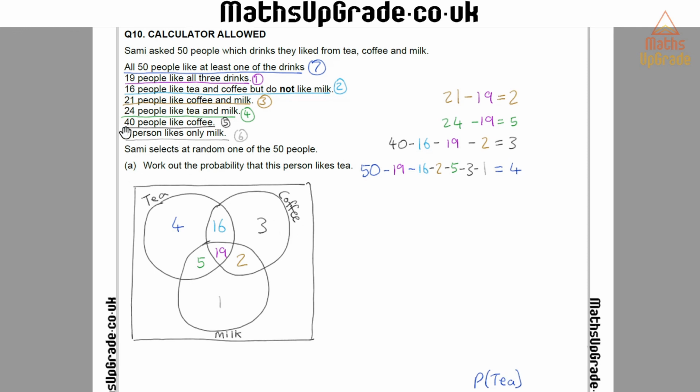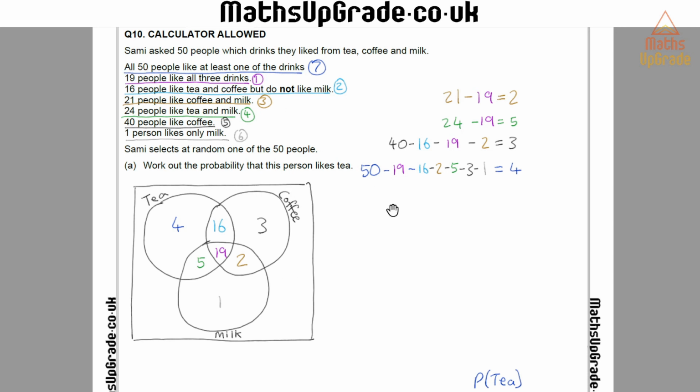And then next thing, one person likes only milk, so that's easy. 1 goes in there. And lastly, all 50 people like at least one of the drinks. So the only part I haven't filled in so far is this part here. I can just do 50, take out all these numbers, that leaves me with 4. There's nothing on the outside of these circles since all 50 people like at least one of the drinks.